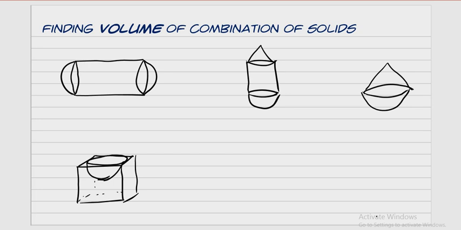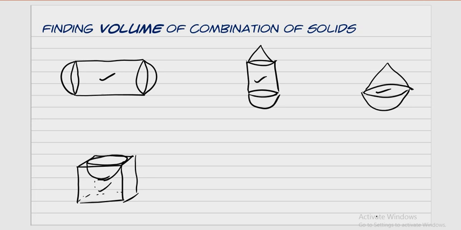When you have a combination of solids, if you are adding any solid, then directly add their volumes, and if you are removing anything, just subtract the volume of that particular object. Now let us see how simple it is. These are the figures that you have already seen.